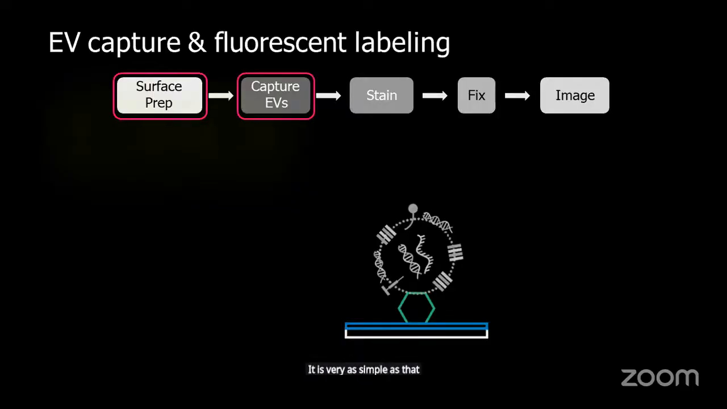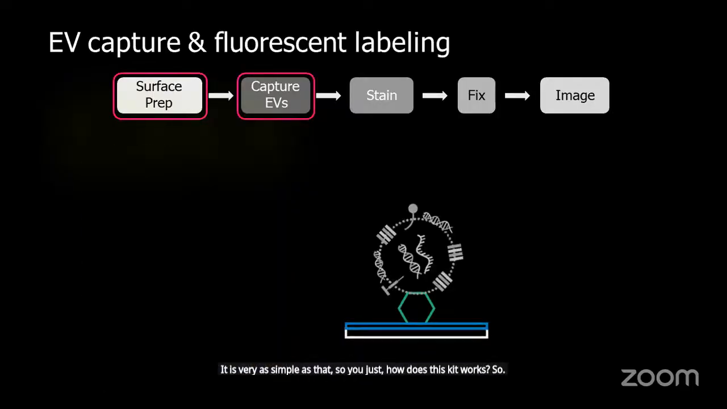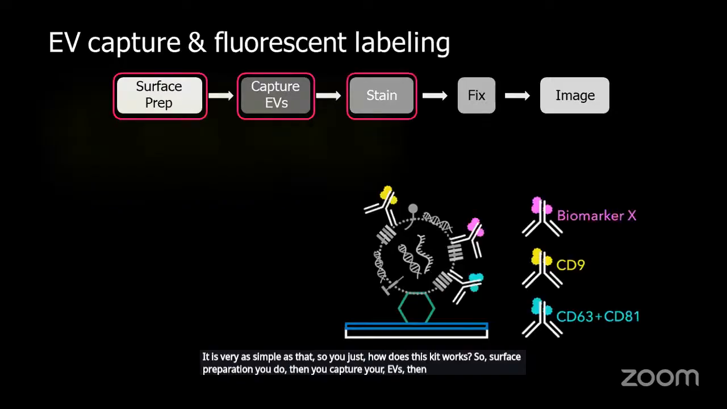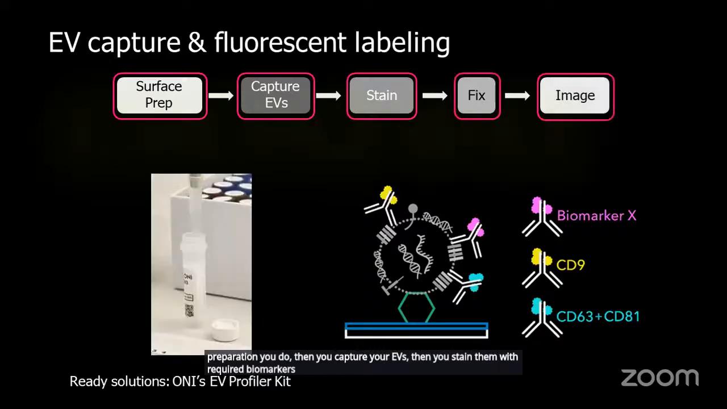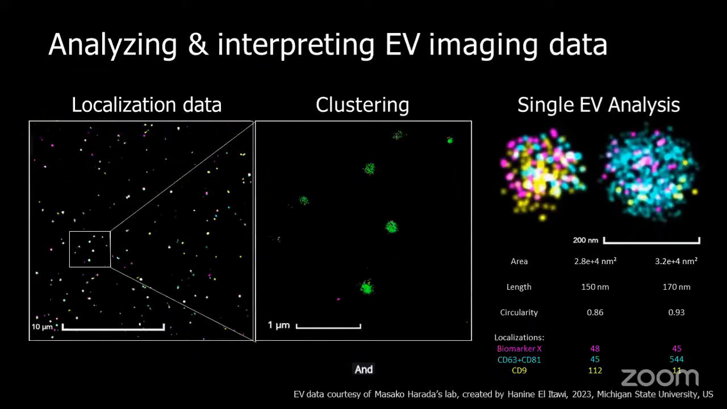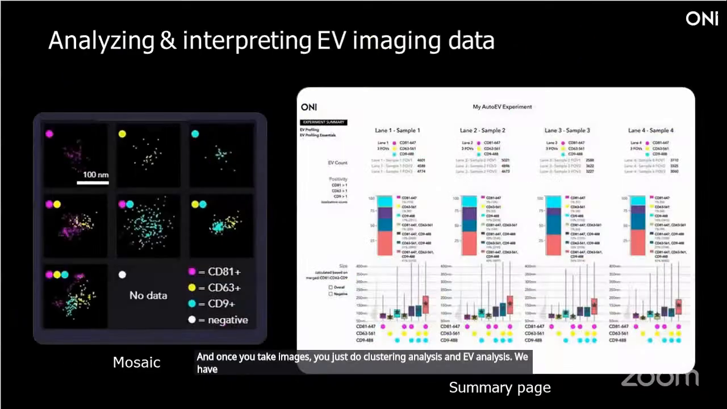How do these kits work? You do the surface preparation, then you capture your EVs, then you stain them with the required biomarkers, whatever you want to, you fix it, and you take images. Once you take images, you just do clustering analysis and EV analysis. We have a complete software solution for that, which pulls out everything for you within minutes.